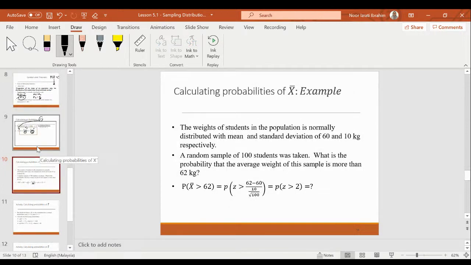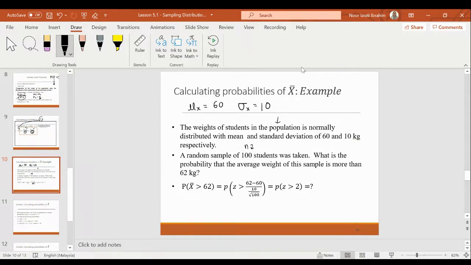Let us look at this example on how to apply the theory just now. Suppose that the weight of students in the population is normally distributed with mean and standard deviation of 60 and 10 kg respectively. So we have here the mean of population, mu of X equals 60, and standard deviation of population, sigma of X equals 10. A random sample of 100 students was taken. So 100 is our N.